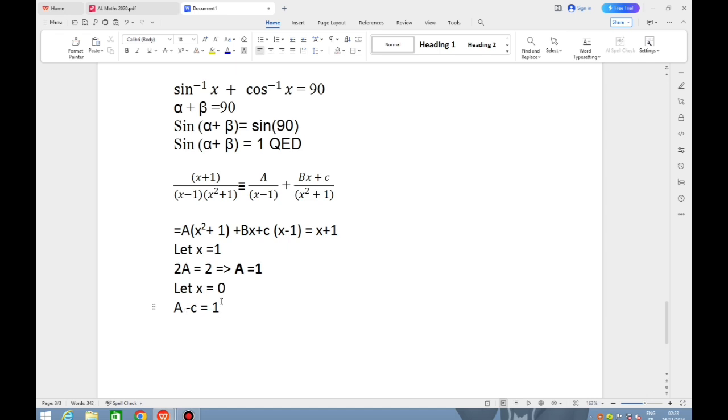So what's a? A is equal to 1. 1 minus c is equal to 1. You send 1 the other way, it becomes 1 minus 1, 0. So c is equal to 0. That's our value of c.